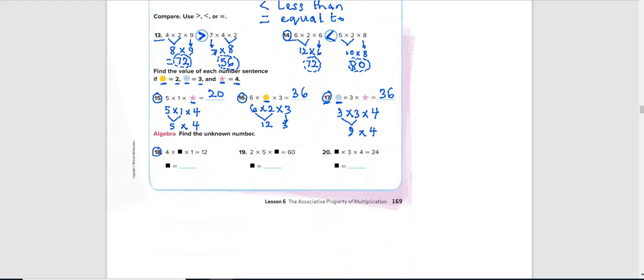Number 18. This time around is quite simple. This is 4 times the black box times 1 equals 12. If 4 times 1 is 4, what will you multiply with 4, which is the box, that will give you 12? The answer is 3, because 4 times 3 is 12. The same thing if you look at question 19. Do 2 times 5, that is 10. So 10 times box equals 60. What will you multiply with 10 in order to get 60? The answer is 6. 10 times 6 will give you 60.